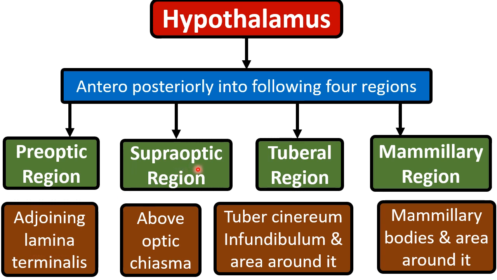Very good. Now the supraoptic region is present above the optic chiasma. Then the tuberal region is present at the tuber cinereum. Above the tuber cinereum, infundibulum, and the area around it is called the tuberal region. Then the mammillary region is just above the mammillary body. Can you try to see here? The lamina terminalis forms the anterior boundary of the hypothalamus. Then the optic chiasma is also almost anterior. Then the tuber cinereum, infundibulum, and the mammillary bodies are present at the inferior boundary of the hypothalamus. That is about the four regions which we can identify.